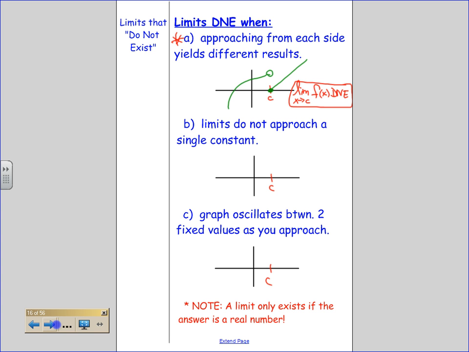Now, B is a tricky one, and B is very technical. It's a technicality. Let's put it that way.